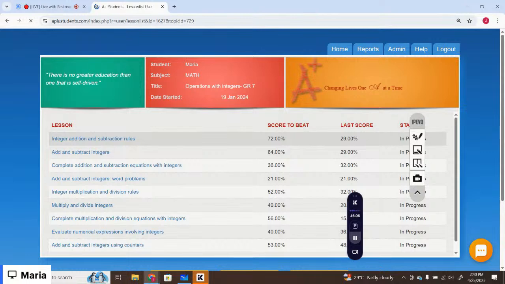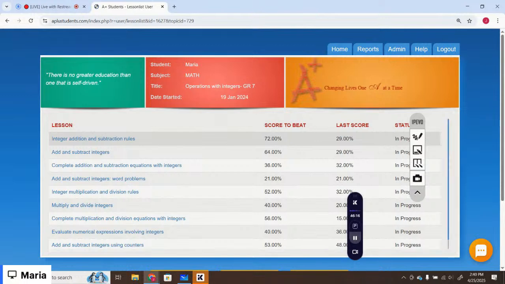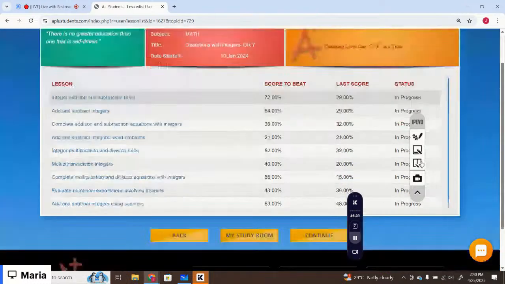Integer addition and subtraction rules. Add and subtract integers. Complete addition and subtraction equations with integers. Add and subtract integers word problems. So please make sure before the next session you complete all the practice questions for the lessons we just did. That is your homework until the next session.